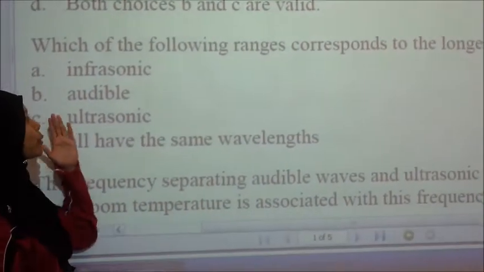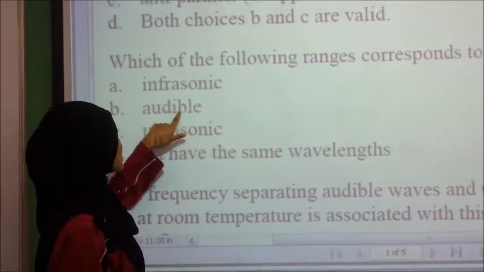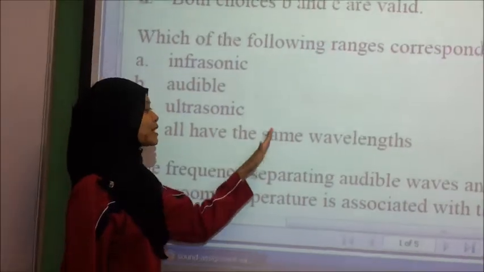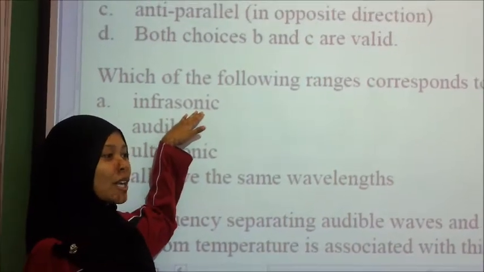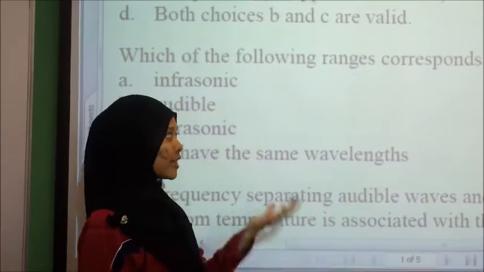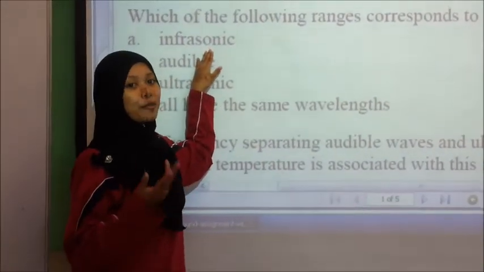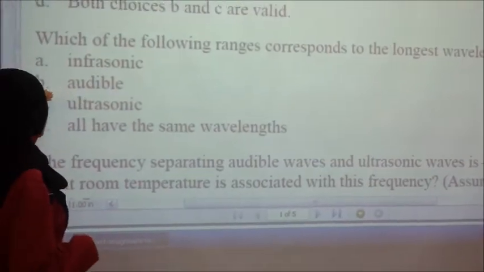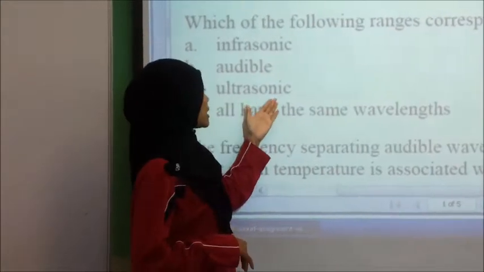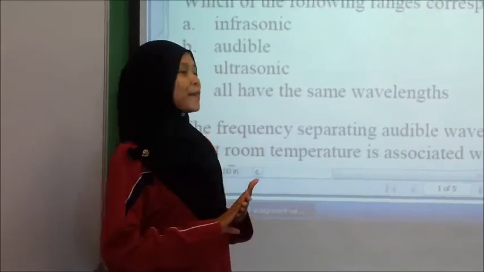Second question. Which of the following ranges corresponds to the longest wavelength? A, infrasonic; B, audible; C, ultrasonic; and D, all have the same wavelength. Okay, infrasonic is the frequency below 20 Hz, which you cannot hear, for example the frequency that an elephant can hear. Audible is the range of frequency which humans can detect, and ultrasonic is the frequency which is above 20 kHz.